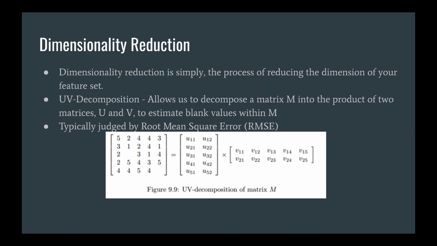It is done by one of the techniques known as UV decomposition, which allows us to decompose a matrix M into the product of two matrices, say U and V, to estimate the blank values within the matrix M. So it is as shown in the below diagram. It is typically judged by the root mean square error.